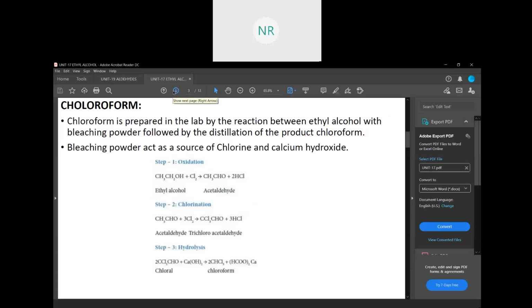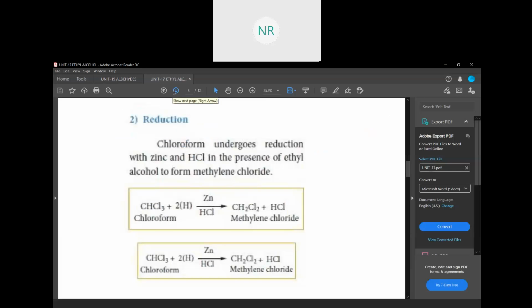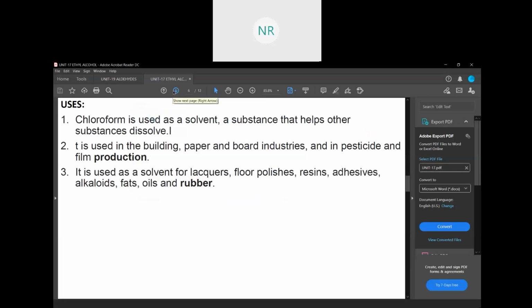So, next, studying about chloroform. This is how we prepare chloroform from ethyl alcohol. First step is oxidation. The next step is chlorination, and the third step is hydrolysis. So the chemical properties. This is your oxidation reaction. Okay, when chloroform oxidizes, it forms phosgene and hydrochloric acid, and while reducing, it produces methylene chloride. So these are the uses of chloroform.